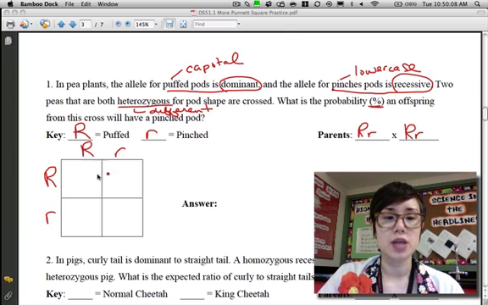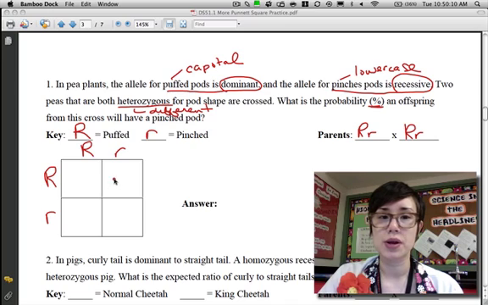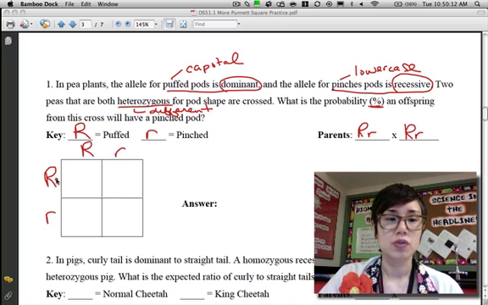I'm going to fill in the top two quadrants of my Punnett square, and then I'm going to let you guys do the rest. So remember, to fill in a Punnett square, whatever's on the left you're going to bring in, and whatever's on the top you're going to bring in. So I'm going to bring in a big R, big R. For this quadrant I'm going to do the same thing. Whatever's on the left I'm going to bring in.